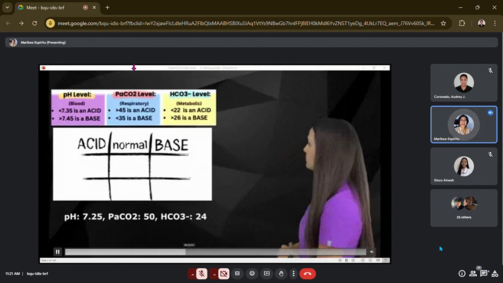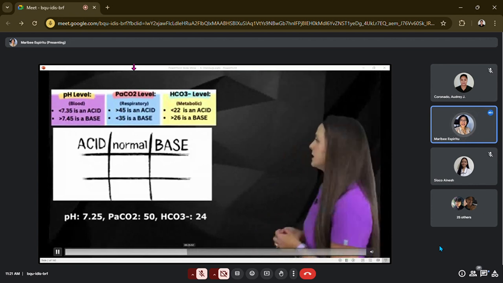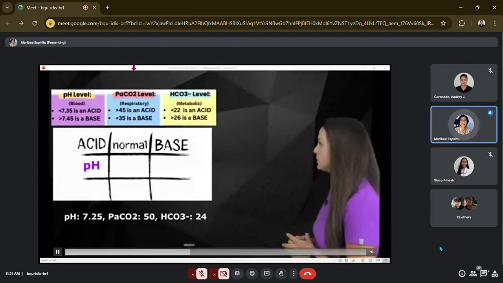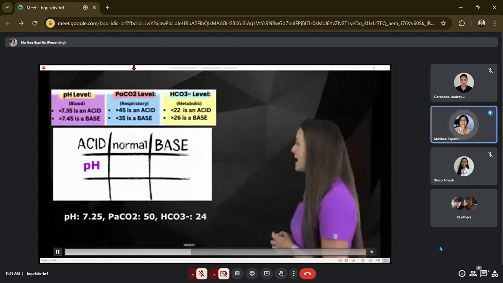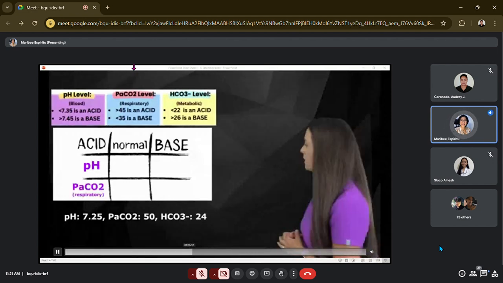So the first thing you want to do is interpret those results. Let's start with the blood pH. The pH is acidic, so we're going to write pH under the acid column. Then we're going to look at the PaCO2. It was 50. That is considered an acid. So we're going to put PaCO2 under acid.